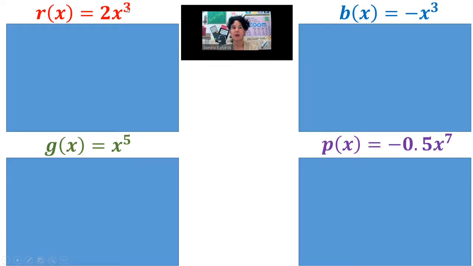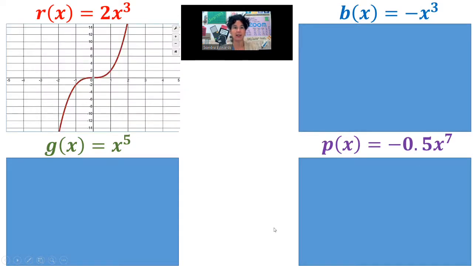Notice that this r of x is degree 3, g of x is degree 5, b of x is degree 3, and p of x is degree 7. All of these have an odd degree. Then the leading coefficient on the functions on the left, positive 2 and positive 1, those are positive, and on the right, the leading coefficients are negative, negative 1 and negative 0.5. So let's see if we can notice anything.